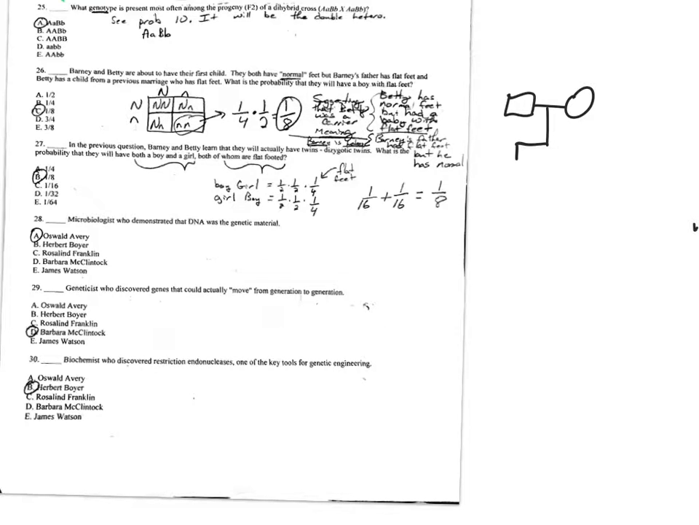They both have normal feet, and Barney's father has flat feet. We don't even know if it's dominant or recessive yet. So now let's take a look at Barney's dad. He had flat feet, right? This is Barney, and then this is Betty. So Barney's dad had flat feet.